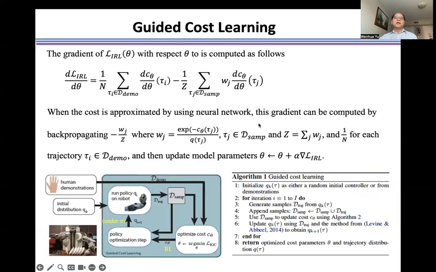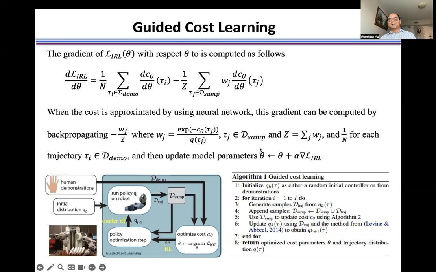To use the gradient descent method to train the neural network, we need to calculate the gradient of the loss function with respect to the model parameter theta. And then we get the gradient of the loss function, which includes two terms. One is related to the expert demonstration. One is related to the learned policy. And then we use this gradient to train the neural network.